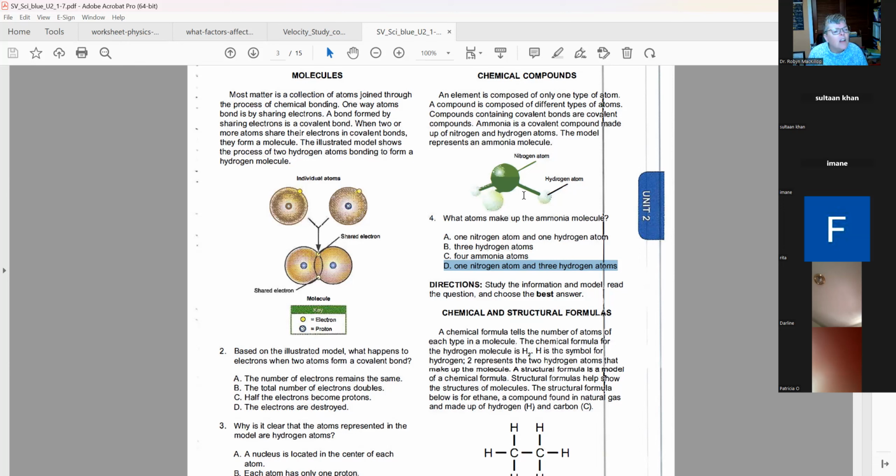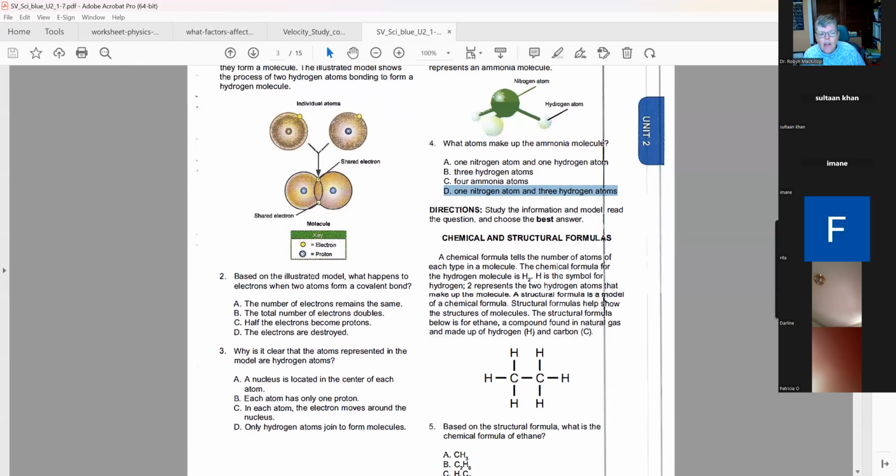And this guy right here, a little clearer. But as soon as they said what atoms make up the ammonia molecule, you know this is the ammonia molecule. And it's 1 green atom and then 3 white, 1 nitrogen, 3 hydrogen. Also something you do not need to memorize. If they ask you these questions, you'll get an image much like this.